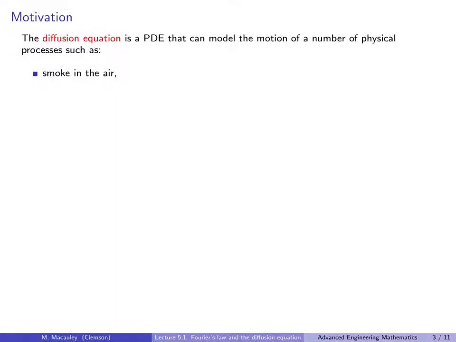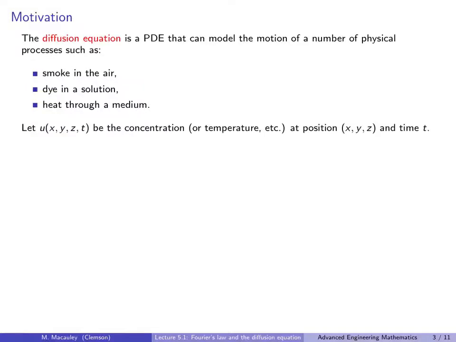We'll begin with the diffusion equation, which is a PDE that can model the motion of a number of physical processes, such as the diffusion of smoke in the air, the diffusion of dye in a solution, or the diffusion of heat through a medium. We'll begin with a three-dimensional example of this because we live in the three-dimensional world. Let's let u be a function of x, y, and z and time t. Let that represent the concentration of smoke or dye, or if you prefer, the temperature at position x, y, z and time t.